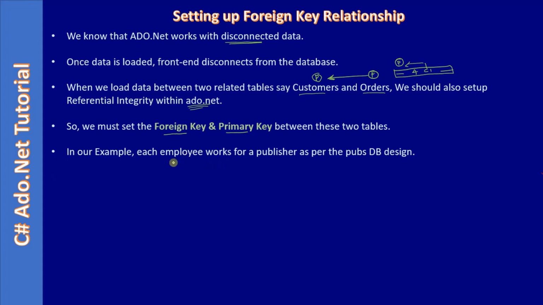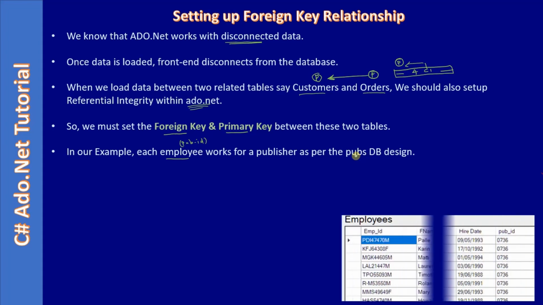In our example, each employee works for a publisher, right? So we already saw in our employee table, we will be having the pub ID. That means every employee is referring a publisher entry. That means once we know an employee record, we can state the employee is working for a specific publisher, as per the pubs DB design.